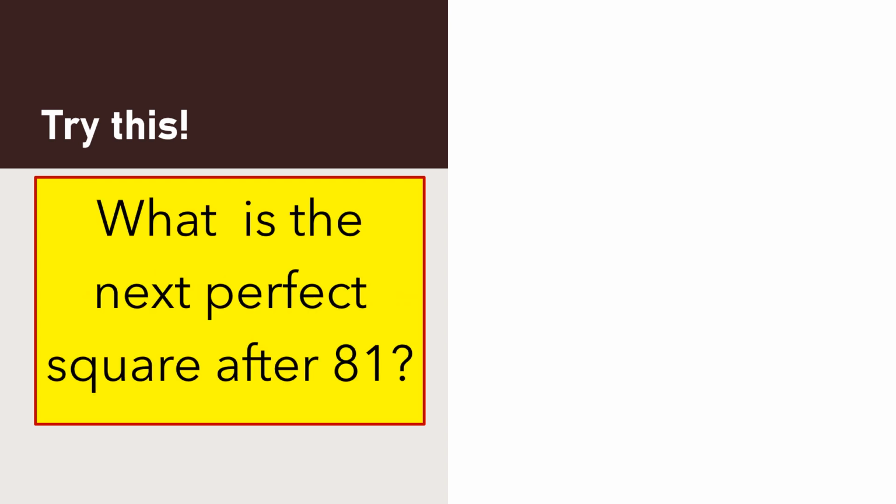What is the next perfect square after 81? And we have answered that a while ago as well. The next number after that is 100. Since the square root of 81 is 9, the next number after 9 is 10. When we square 10, we will obtain 100.